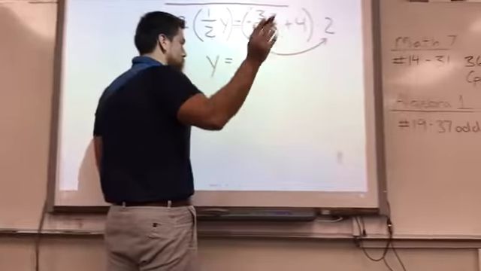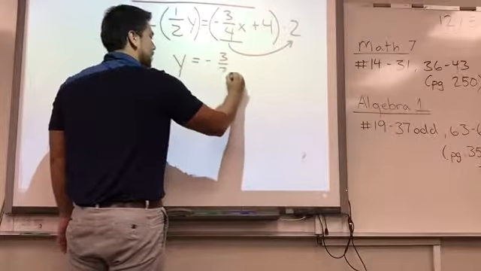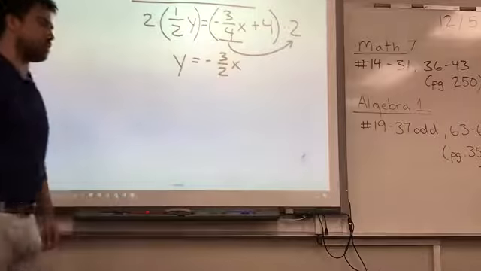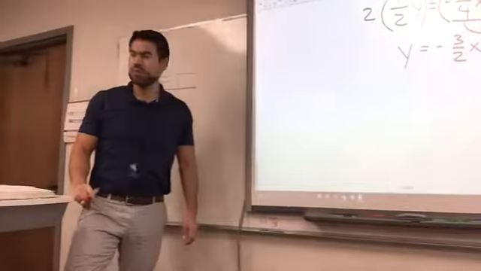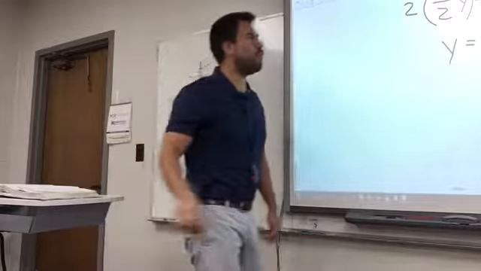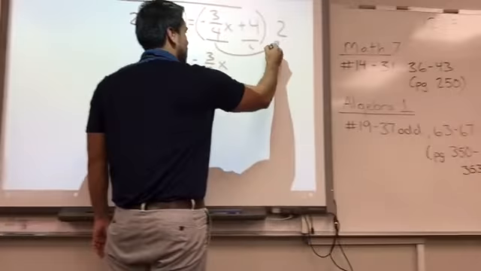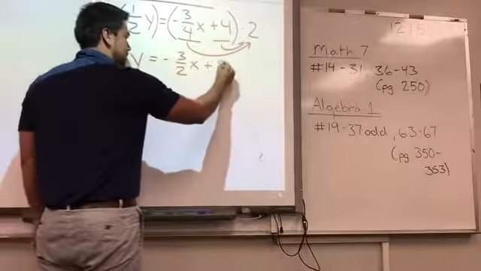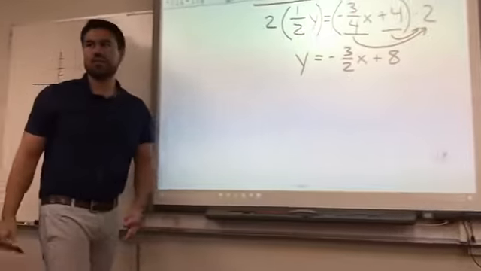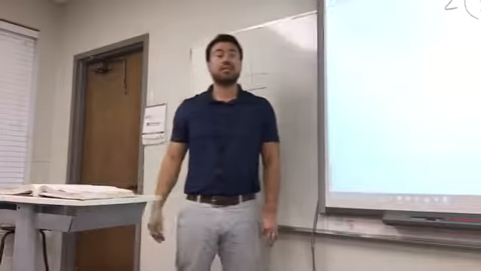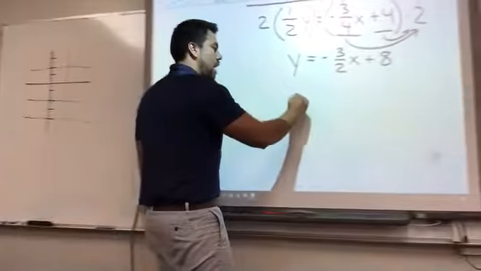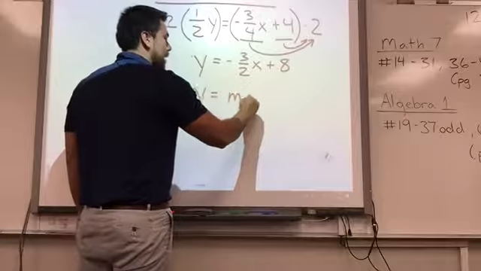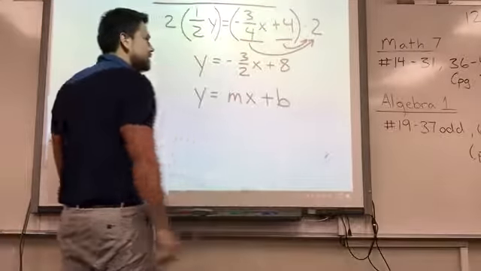Yeah, negative 6/4, which is negative 3/2 x. Leave it as an improper fraction, because that'll help you to graph it easier. And then what's 4 times 2? Positive 8. What form is that in? That is slope-intercept. Okay, y equals mx plus b. It's in slope-intercept form.